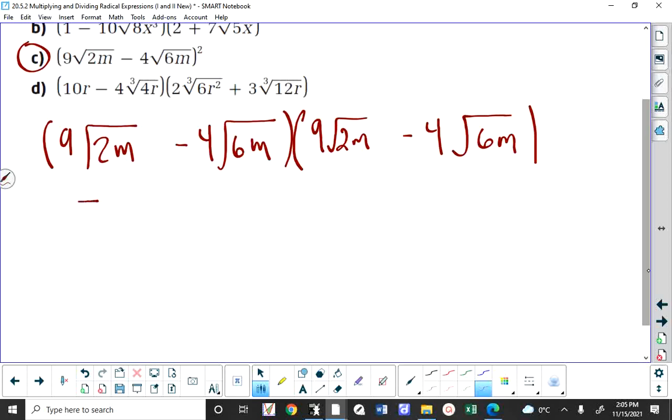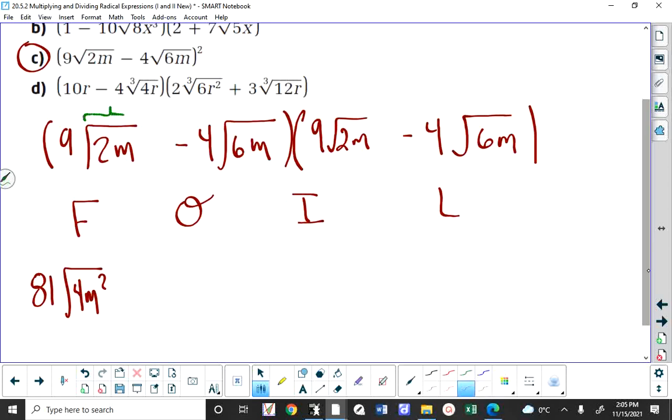So I'm going to be doing my first, outer, inner, last. First means 9 root 2m times 9 root 2m, which will give me 81 root 4m squared. And I have to ask the question here, how many of you understand that the product of this and this, forgetting about the 9, how many of you understand that the product of those two things is 2m?